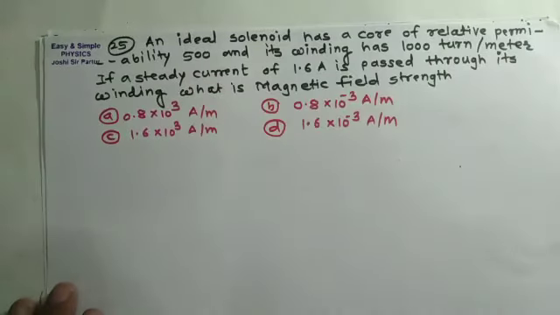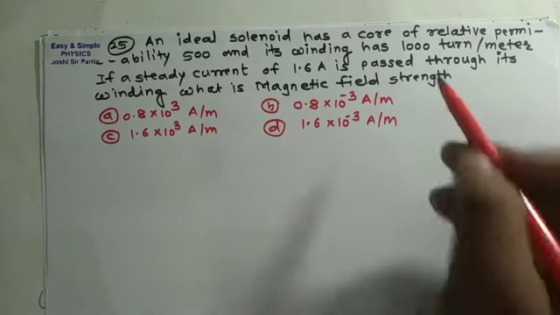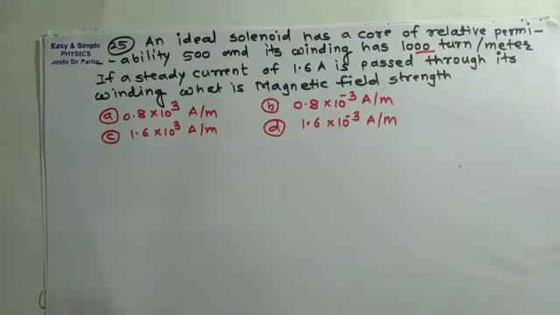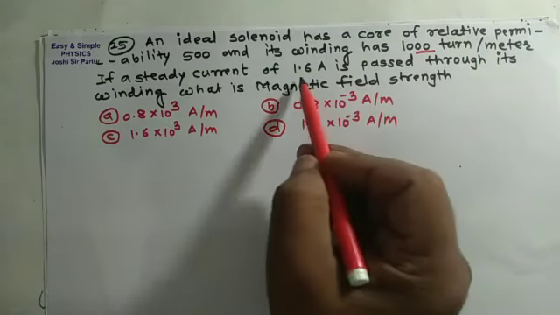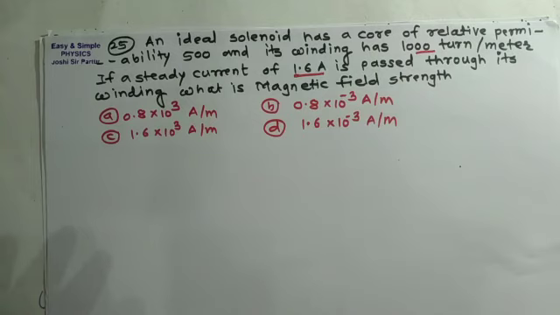So again, let us solve another example. An ideal solenoid has a core of relative permeability 500, and the winding has 1000 turns per meter. If a steady current of 1.6 ampere is passed through its winding, what is the magnetic field strength?